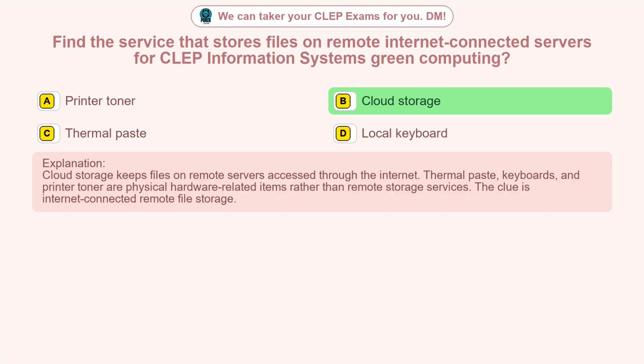Cloud storage keeps files on remote servers accessed through the internet. Thermal paste, keyboards, and printer toner are physical hardware-related items rather than remote storage services. The clue is internet-connected remote file storage.